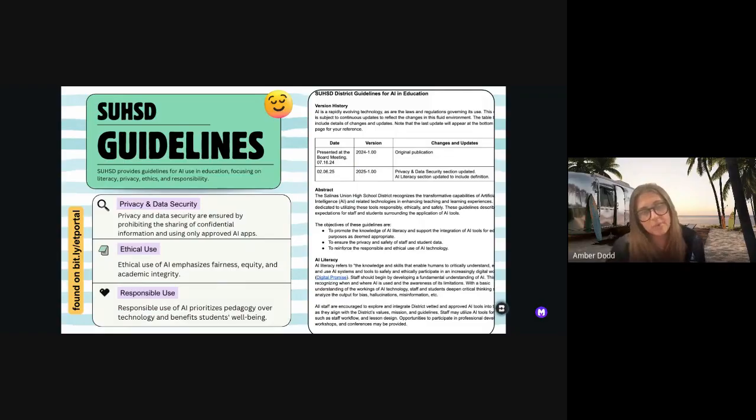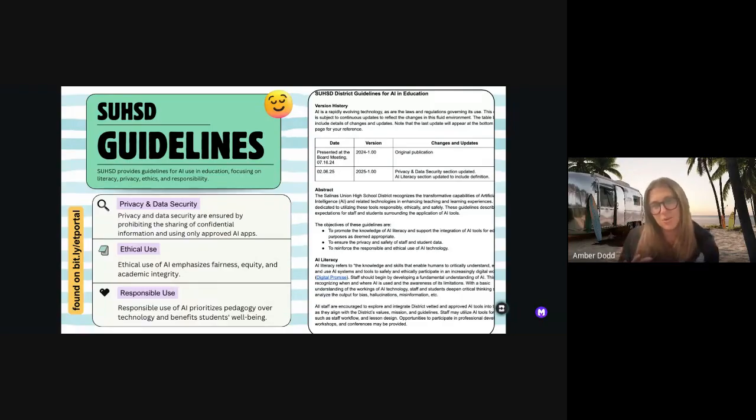There are 3 main things that we have in mind with our guidelines, and that is privacy and data security. We want to make sure that we are really looking at the apps that we're using and how we're using them and making sure that our privacy and data security is fully protected. It's also one of the reasons we have not jumped totally onto AI platforms initially, because when we first started looking at AI platforms, a lot of them had data privacy agreements that did not meet our standards and did not meet what we needed them to meet.